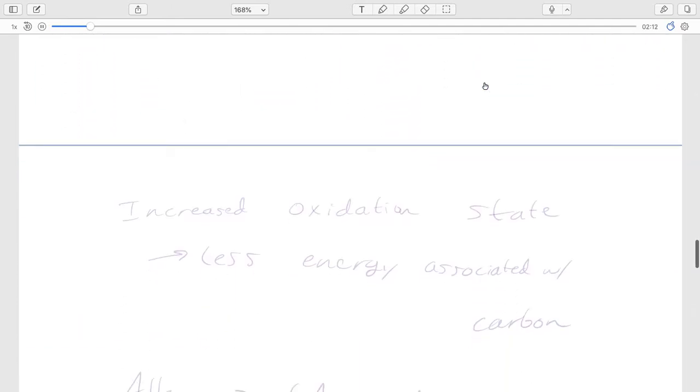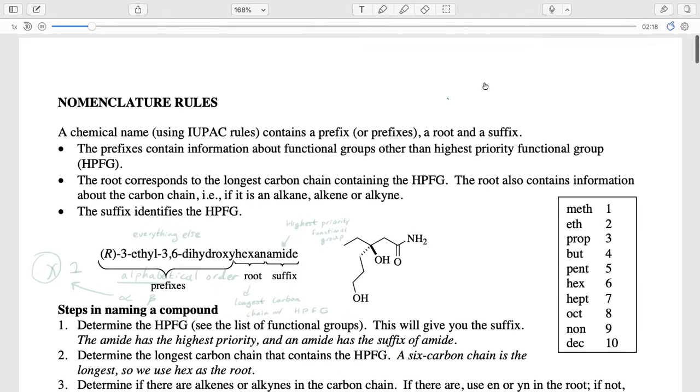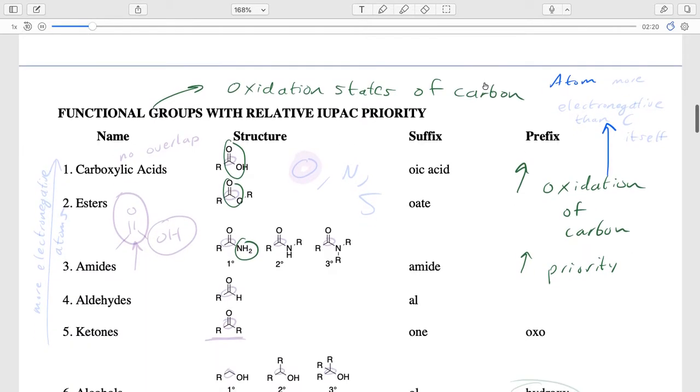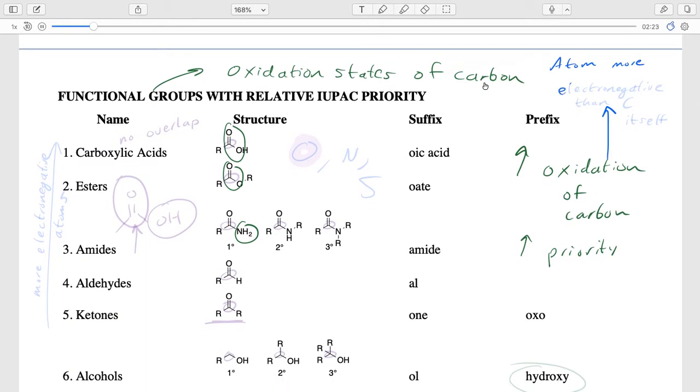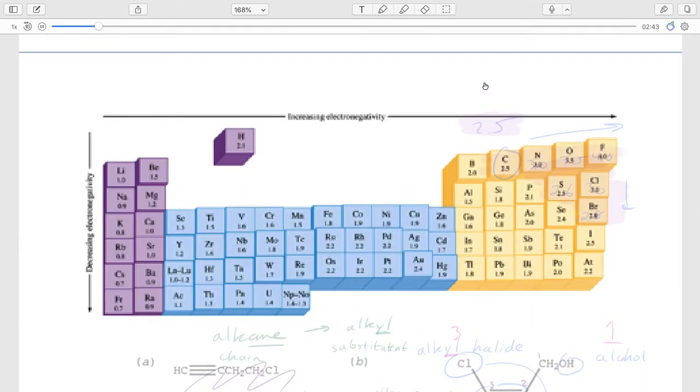So remember that whenever we're talking about oxidation number of carbon, we're always going to be talking about an atom more electronegative than carbon itself. So if we actually look at a chart of electronegativities, I just Googled this, you can find this online pretty easily. Oh, that's pretty blurry. Oh, I can barely read that.